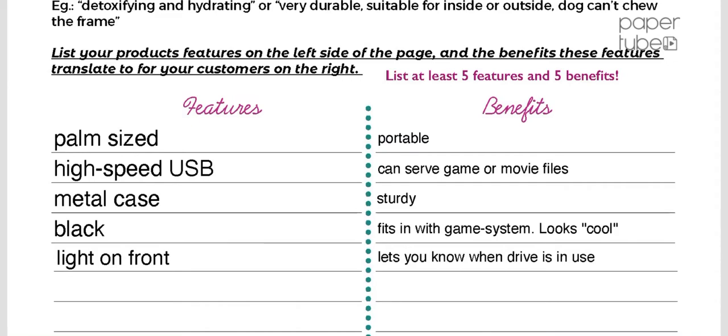Now, the thing is that features don't actually sell your product, your app, when we get to our final. It's the benefits that sell it. So what do those features give you? Why are they features? Well, in this case, the particular hard drive is palm-sized. It's portable. It's easy for me to transport around. I could also say that it's lightweight. That might be a feature. And again, that benefit would be the portability.